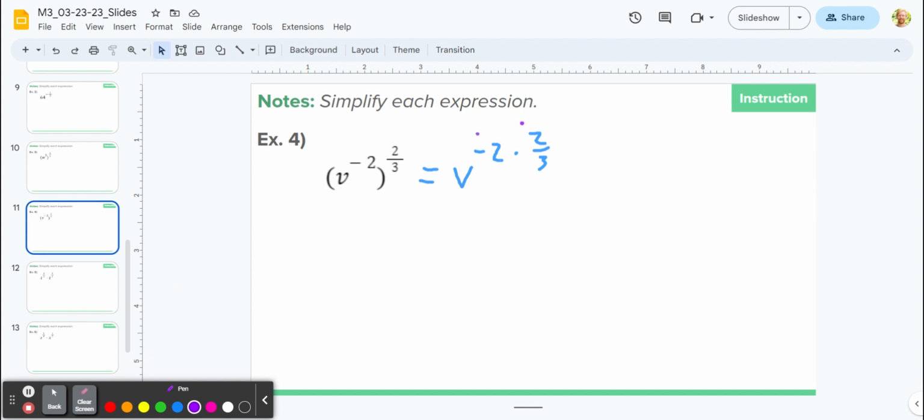And if you wanted to write that without a negative exponent, you can write it in a really funky way. We can go 1 divided by v to the 4/3 power. But either way is correct there.